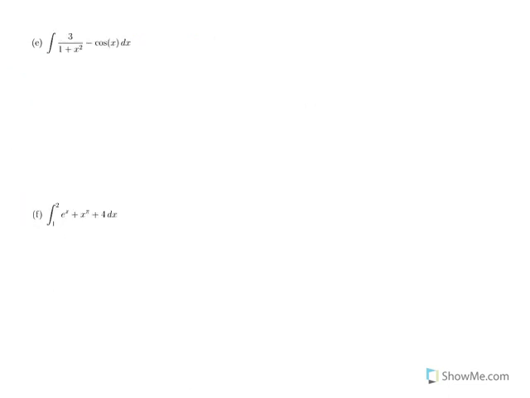The integral of 3 over 1 plus x squared minus cosine. So I'm going to write this as 3 times the integral of 1 over 1 plus x squared minus the integral of cosine. You can break up integrals in that form just as we would definite integrals. That's okay.